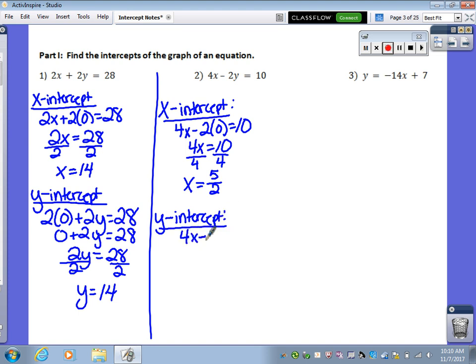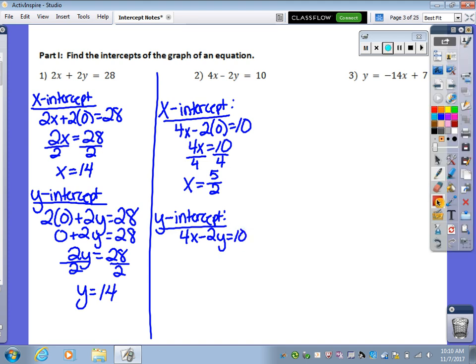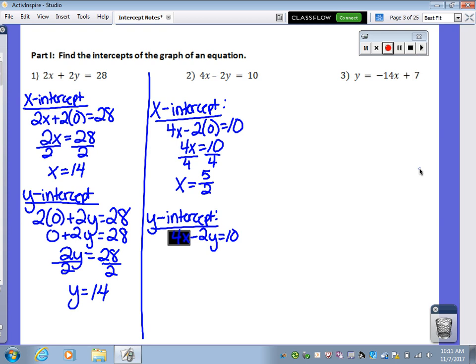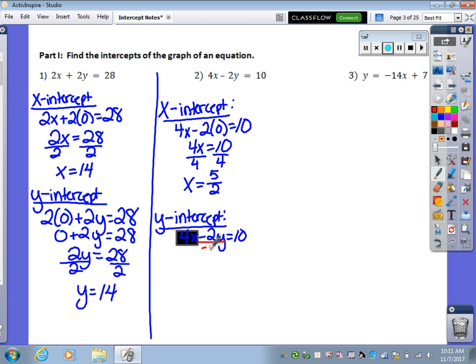If I have 4x - 2y = 10, I know that my x value is going to be 0 on my y-axis. So I'm going to use my hand and cover up that x. Pretend that's gone. Now all you have to do is divide each side by -2 to get y = -5. If this isn't making sense, just continue to plug 0 in and solve like a normal equation.